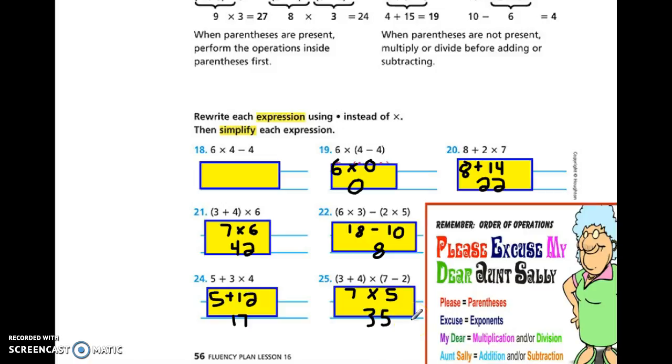So again, we learned about please excuse my dear Aunt Sally. Please is parentheses. Excuse is exponents. My dear is multiplication and or division, and Aunt Sally is addition and or subtraction. This is the order of operations. Whenever we have an expression or a problem that needs to be solved, we always have to go in this order in order to get it correct. All right, great work.